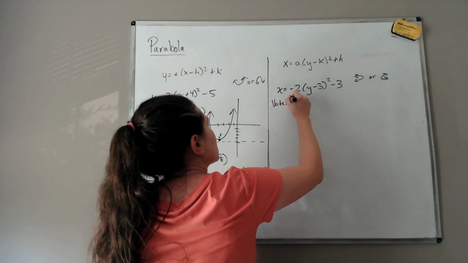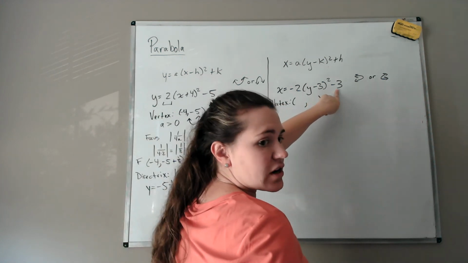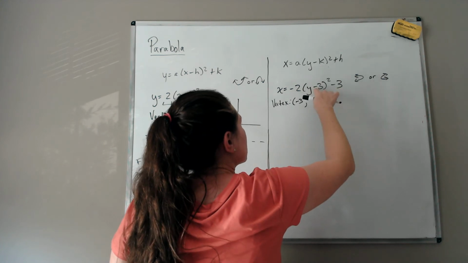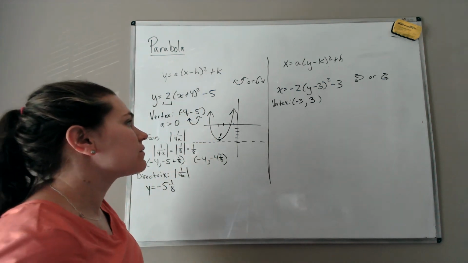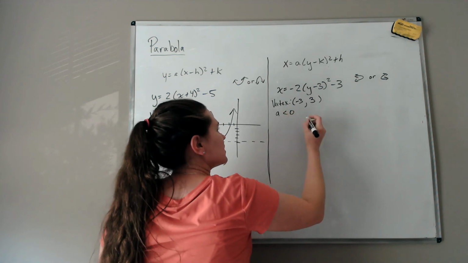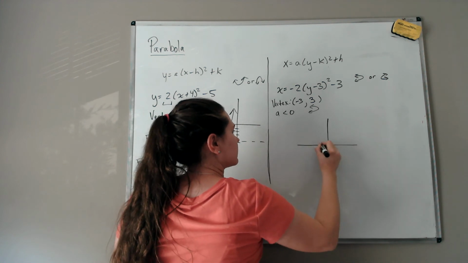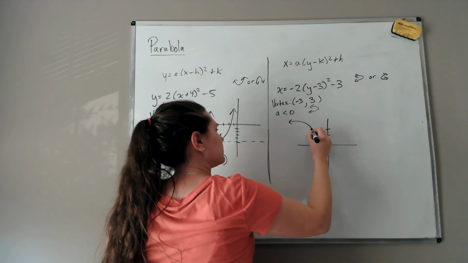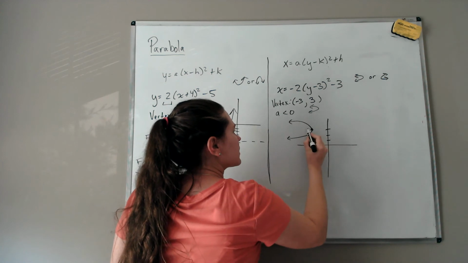Now remember, (h, k). h is right here, -3. Now, the change in y is k. So if this is y minus 3, what makes this 0? 3. So the vertex here is -3, 3. And what is a? a here is -2, so it's less than 0. That means that this is going to open to the left. So it's going to open like this. The focus sits inside of the parabola, so it's going to sit somewhere over here.